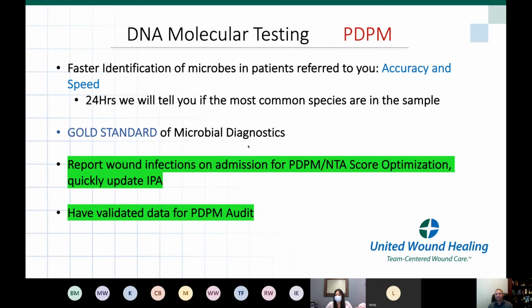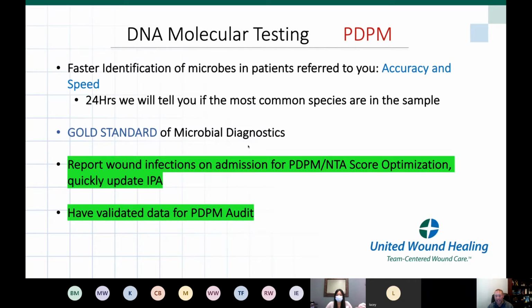So how this affects PDPM is if you have a wound that you believe is infected, you can swab that. Within 24 hours, you don't have to wait for the test to grow bacteria or not grow bacteria. The DNA will tell you, is there an infection or not? So really, this is the best way in a nursing home to deal with and manage infections.